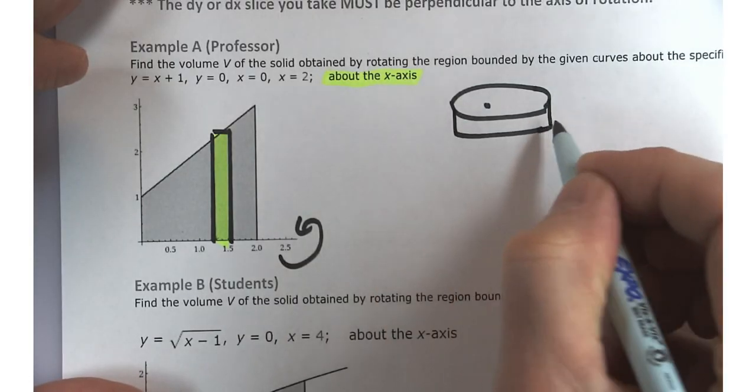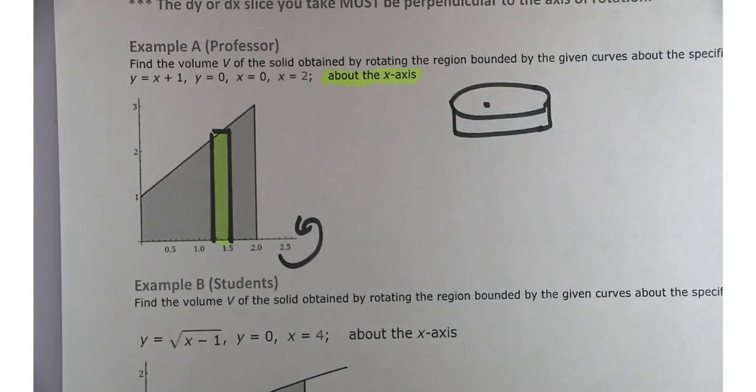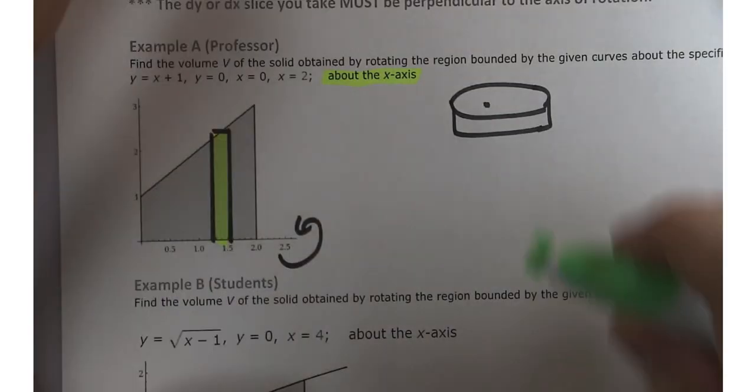Looks more like a hockey puck, and that's good because this is still hockey season, even though the Red Wings are out of the playoffs.